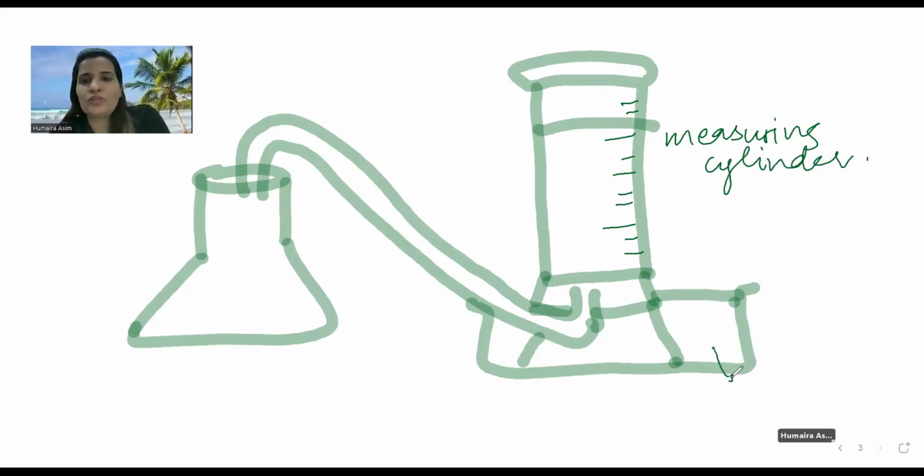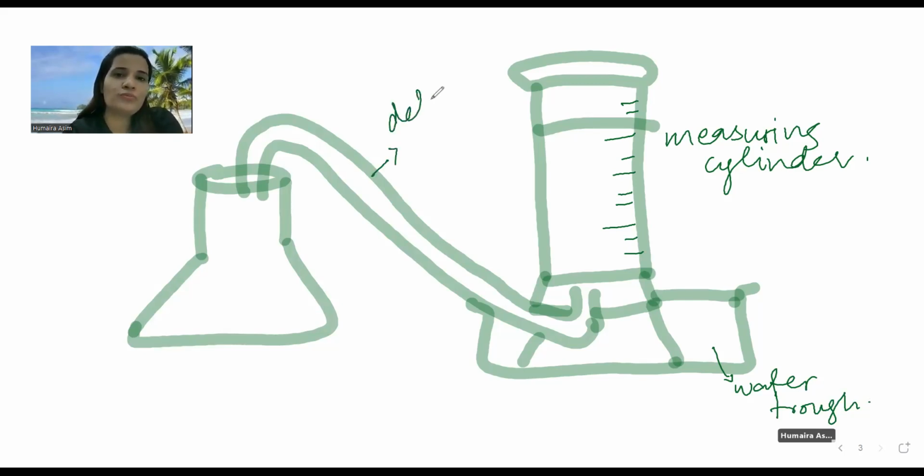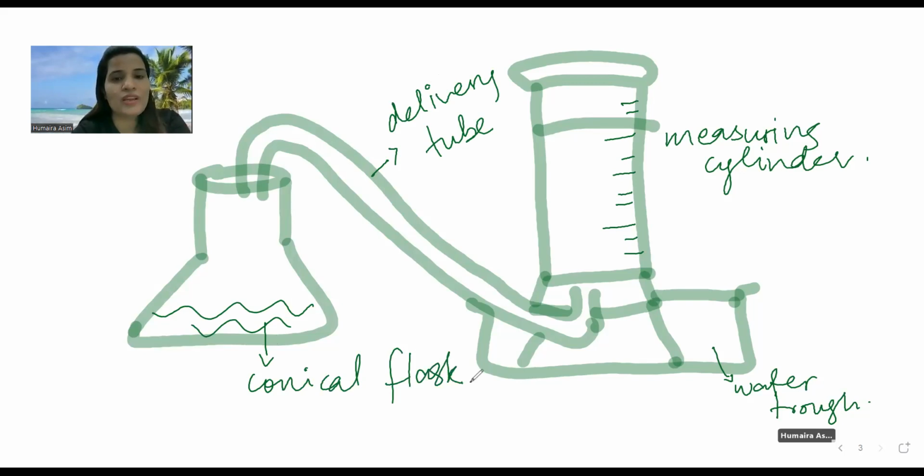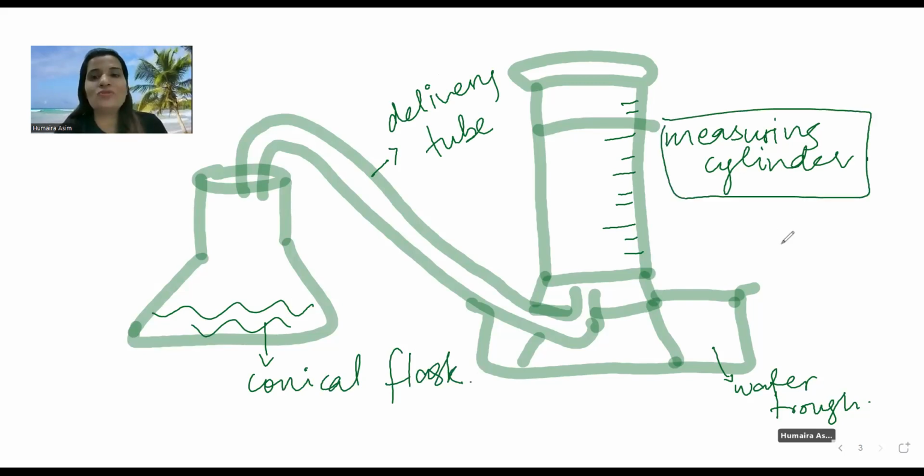What is this? This is the water trough. And again, what is this? This is the delivery tube. In the alternative to practical paper, you would need all this, right? And here, your contents, your reactants. And again, what is this? This is the conical flask. Instead of a measuring cylinder, you may want to use a gas jar as well, right?